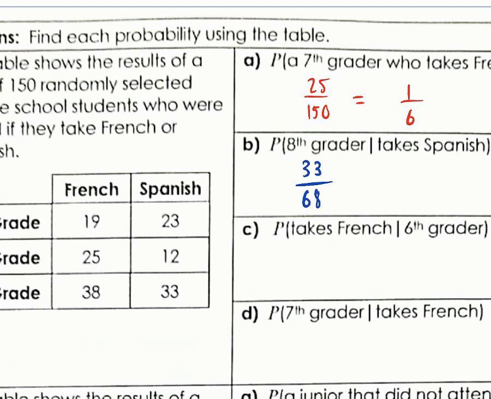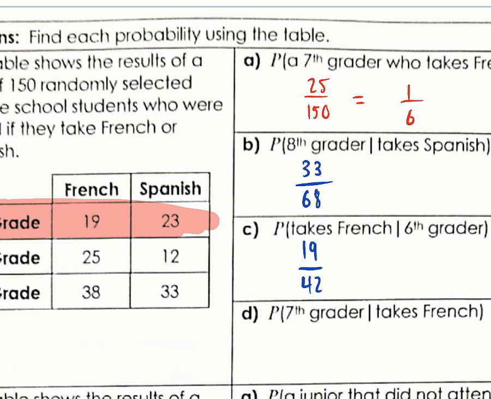Okay, look at the next one. Look at C. The probability they take French, given that they're 6th graders. What's my focus? 6th graders. So how many 6th graders do we have? 42. So out of those 42, how many take French? 19. 19 over 42. You see that? That's why this conditional probability is not hard, especially in a two-way table. The given that narrows your data down to that specific group.